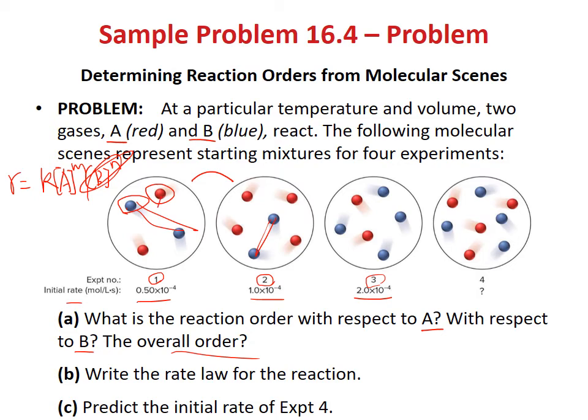So A changed from 2 to 4. So 2 to 4 is twice. And then we look at the reaction rate change. We look at the theoretical change and the experimental change, then we can find m. Similarly, if we compare these two, we can find n. We'll see in the next slide.